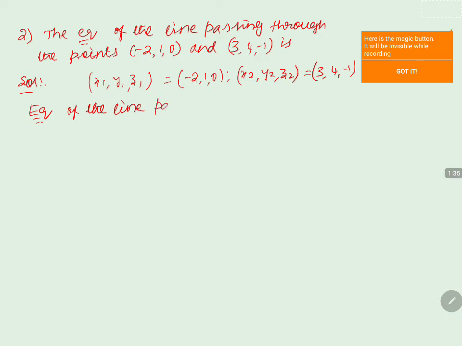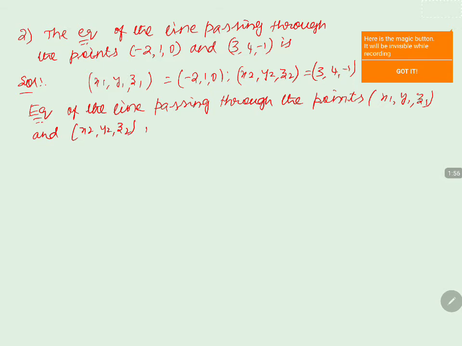Equation of the line passing through the points x1, y1, z1 and x2, y2, z2 is (x minus x1) by (x2 minus x1) is equal to (y minus y1) by (y2 minus y1) is equal to (z minus z1) by (z2 minus z1).